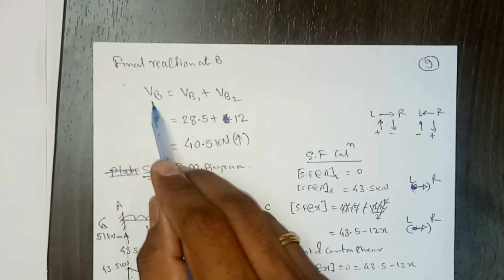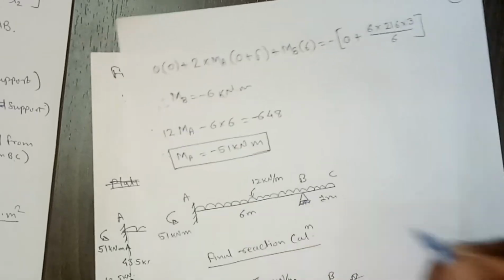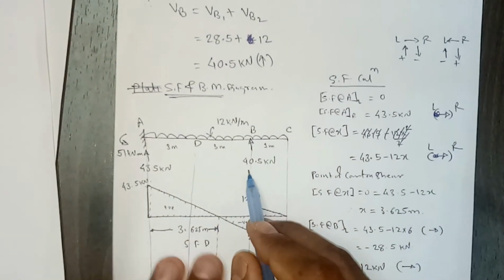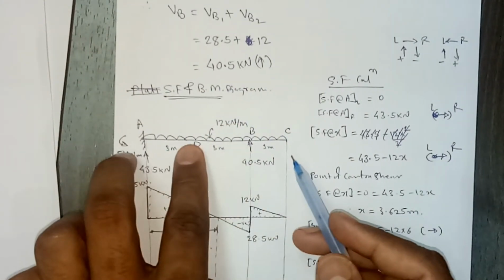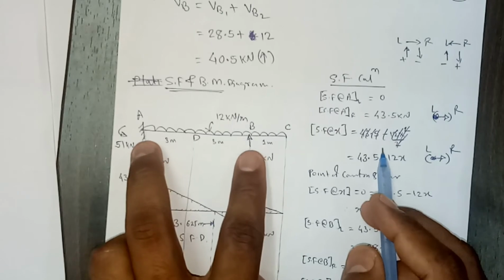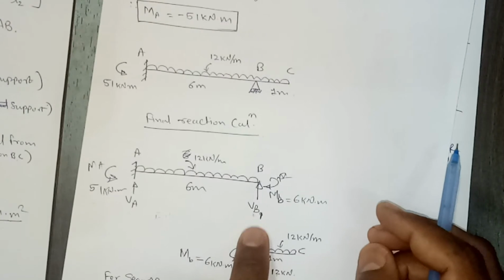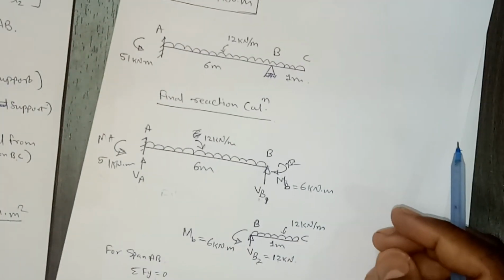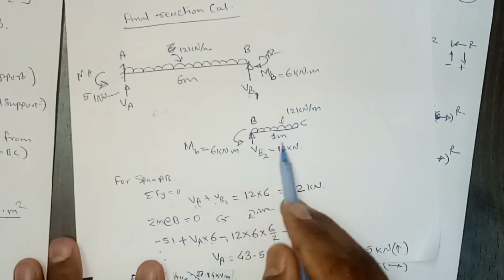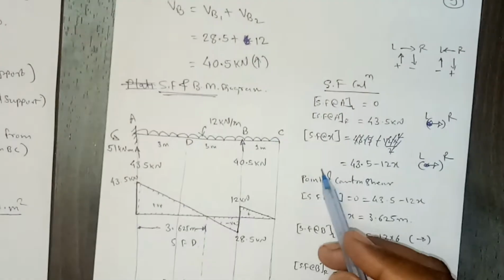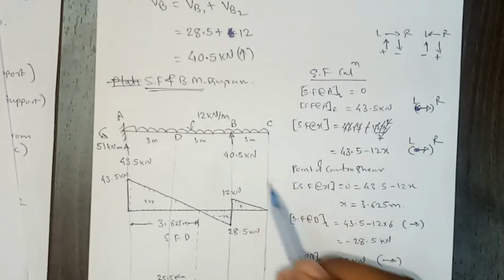So for the total vertical reaction at B, if you are writing this portion, then the vertical reaction written here is 40.5. But if you consider this span separately and that span separately, or if you try to draw the free body diagram of this span, then the vertical reaction here will be 28.5 for this portion only, and for this portion the vertical reaction is 12. So together the total vertical reaction will be 40.5 kilonewton.